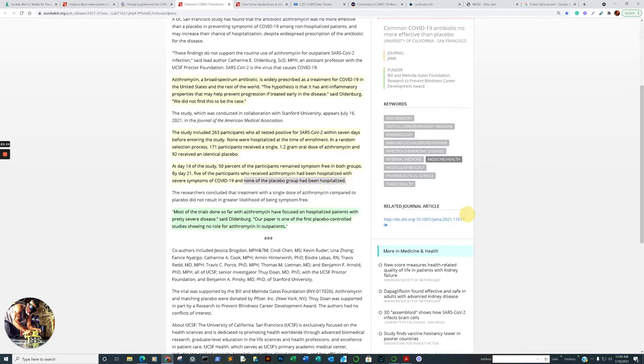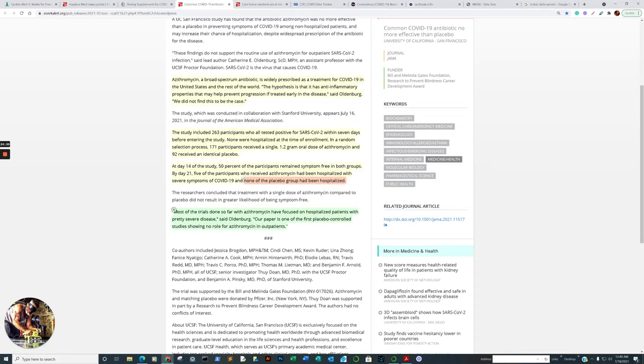Let's highlight that real fast. None of the placebo group had been hospitalized. All right, to reiterate, because again, this is the first time I'm reading it myself. I highlighted it, but obviously I failed in reader comprehension here. Again, trying to make things go real fast before we did the study here. I read through the study. At day 14 of the study, 50% of the participants remained symptom-free in both groups. By day 21, 5 of the participants who received azithromycin had been hospitalized with severe COVID-19. And none of the placebo group had been hospitalized?